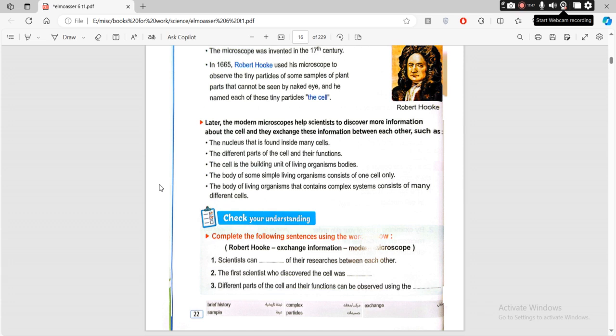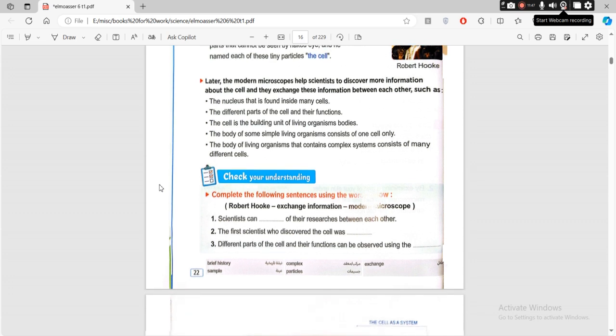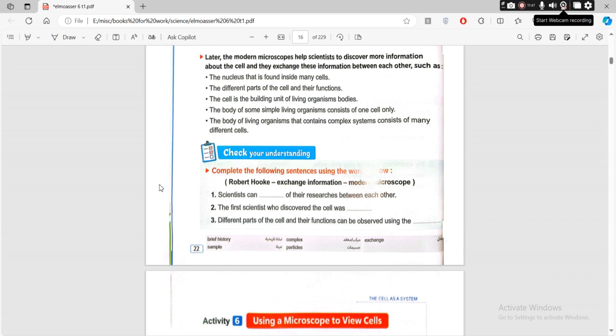and that the body of some simple living organisms consists of one cell only. Another important thing is that the body of living organisms contains complex systems that have different functions. And even different types of cells exist in the same body. As we said, the human body has bone cells, muscle cells, nerve cells, which we call neurons. So we have different kinds of cells doing different functions.